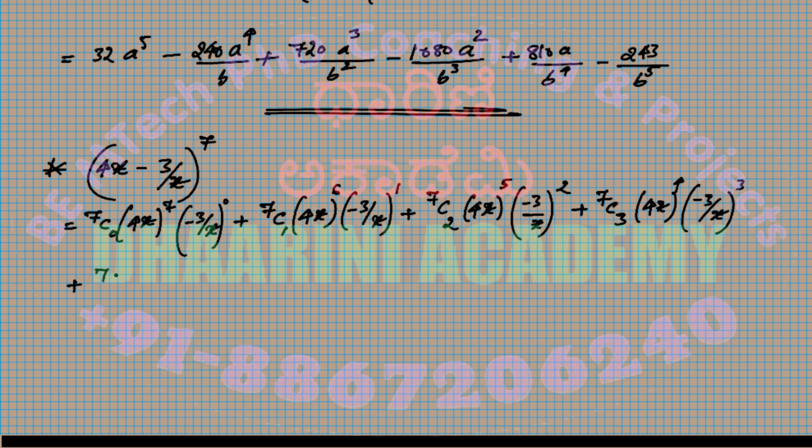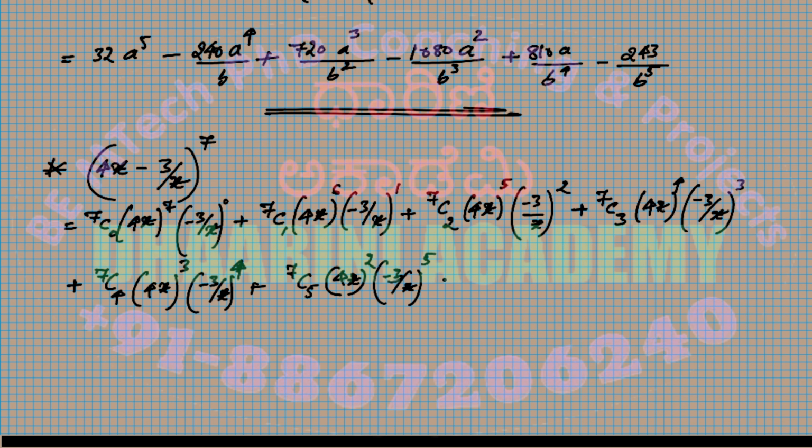Okay, then plus 7c4 into 4x raised to the power 3 into minus 3 by x raised to the power 4, since 3 plus 4. Next number, 7c5, 4x raised to the power 2, minus 3 by x raised to the power 5, plus 7c6 into 4x to the power 1 and minus 3 by x to the power 6, and the last term, that is 7c7, 4x to the power 0, minus 3 by x to the power 7.